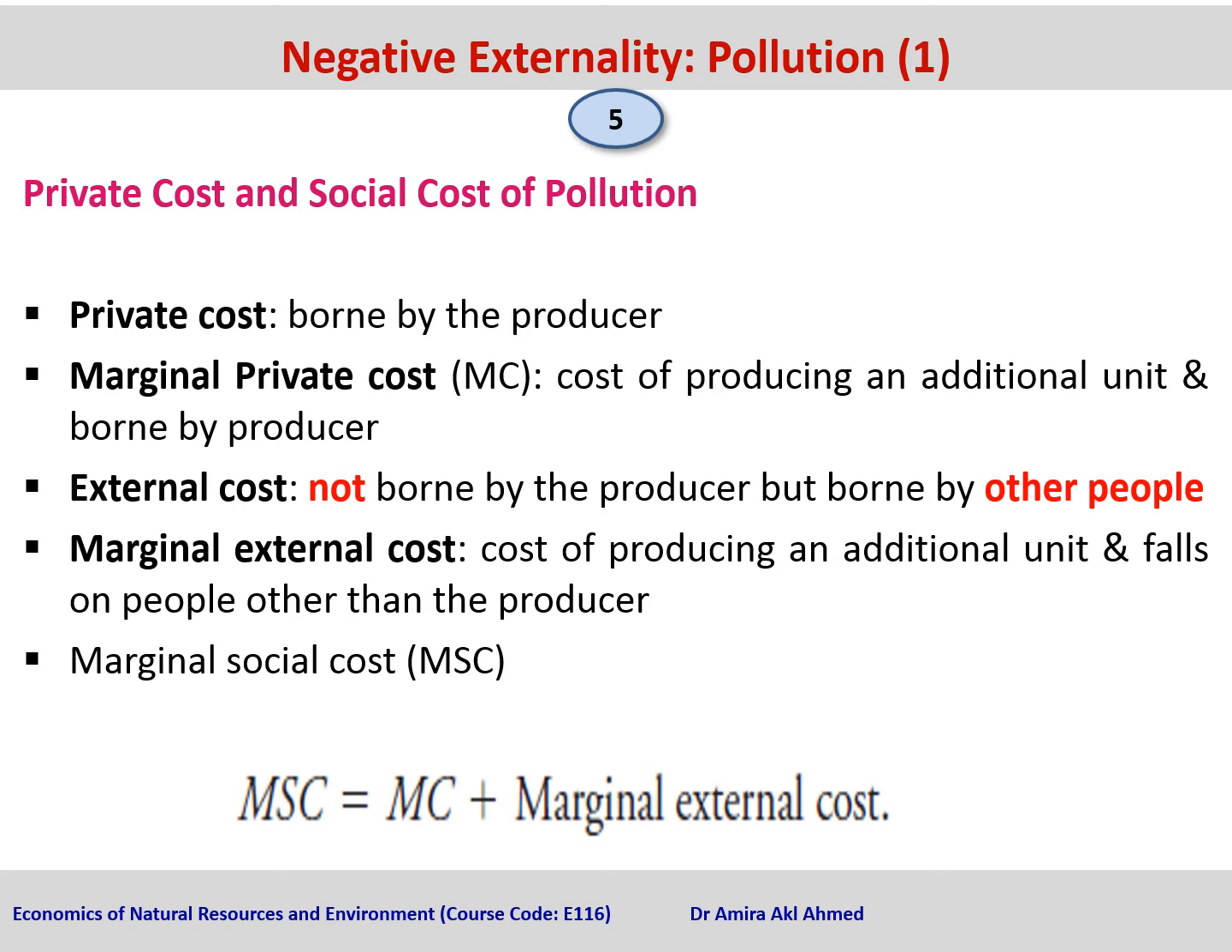If the cost of producing a good or a service is not incurred by the producer but incurred by other people, it is called an external cost. Thus, a marginal external cost is the cost of producing an additional unit of a good or service that falls on people other than the producer.